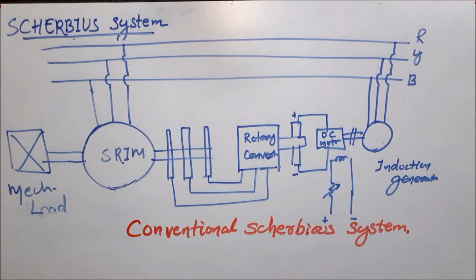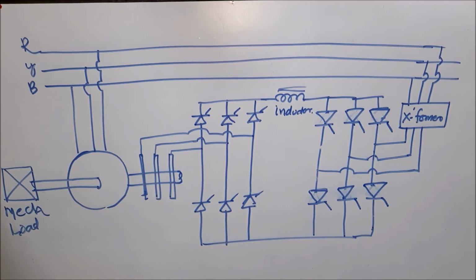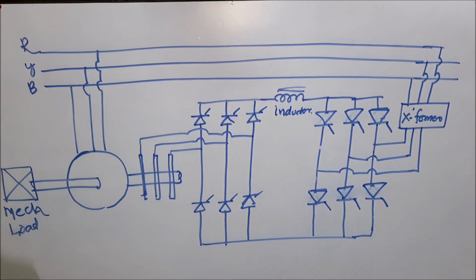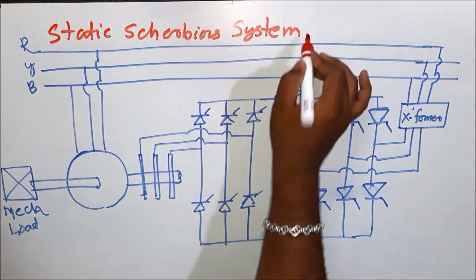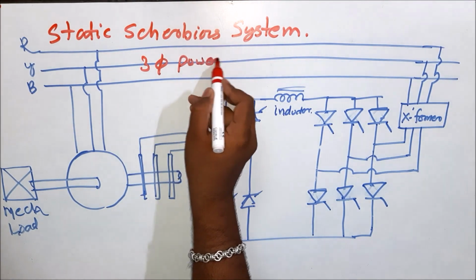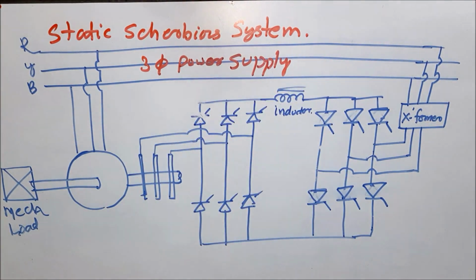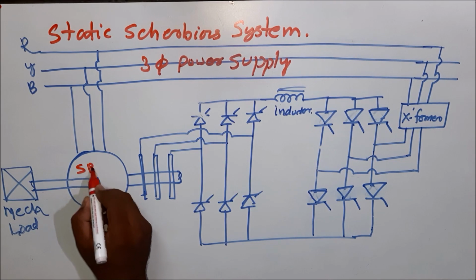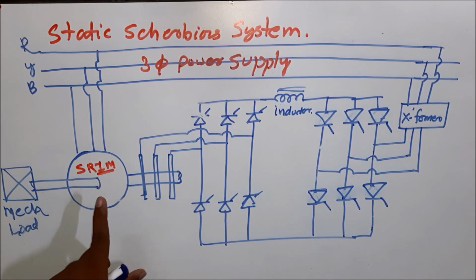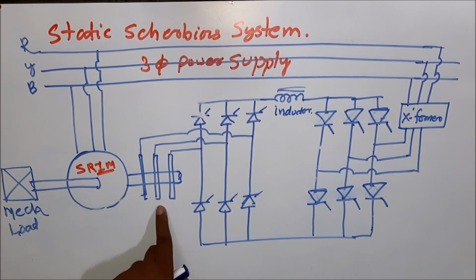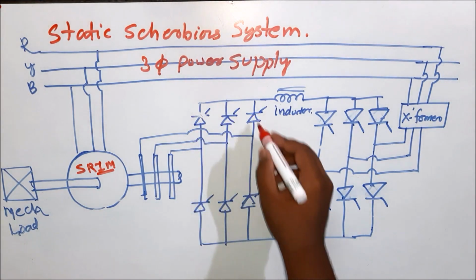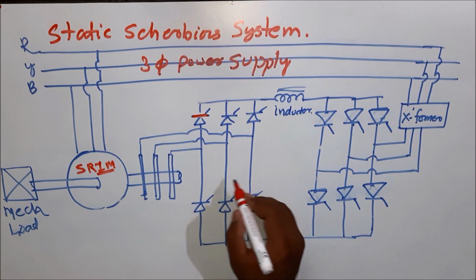Let us study about the static Scherbius system. The circuit arrangement in front of you is nothing but the static version of Scherbius system. So here we have three-phase power supply, that is R, Y and B, and this three-phase power supply is used to drive the slip ring induction motor. And the output mechanical power of slip ring induction motor is used to drive the mechanical load. Here the slip power of the slip ring induction motor can be collected from the slip rings and fed back into a controlled rectifier. So this is nothing but the three-phase controlled rectifier.